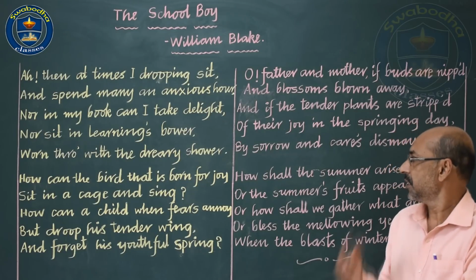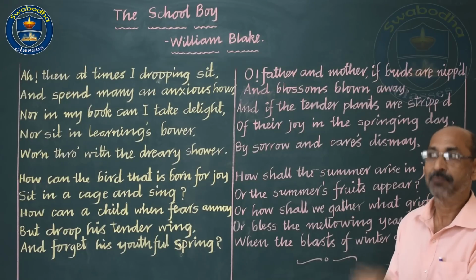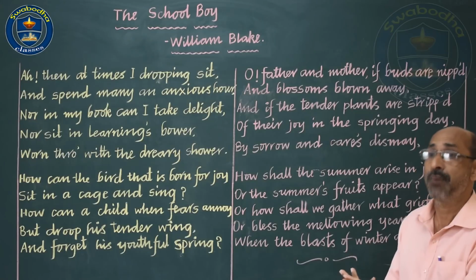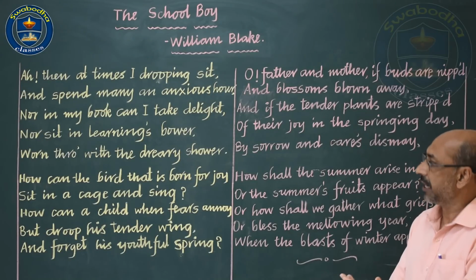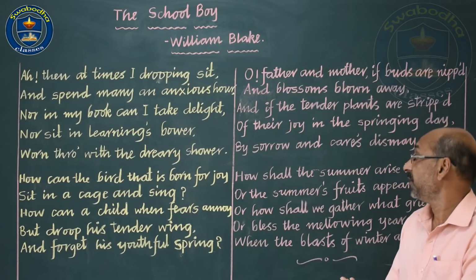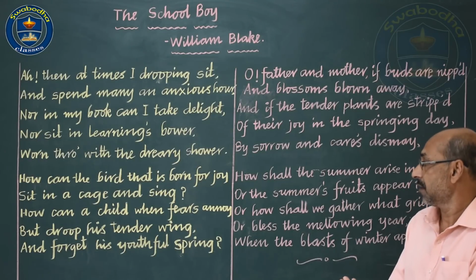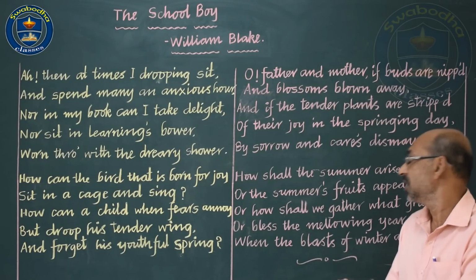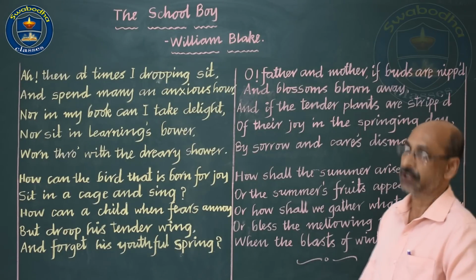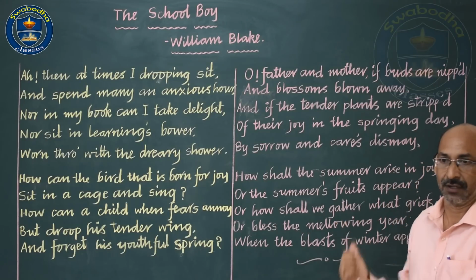He poses two questions in the fourth stanza. Let me read it out. How can the bird that's born for joy sit in a cage and sing? How can a child when fears annoy but droop his tender wing and forget his youthful spring? You can notice here that there are two question marks here.